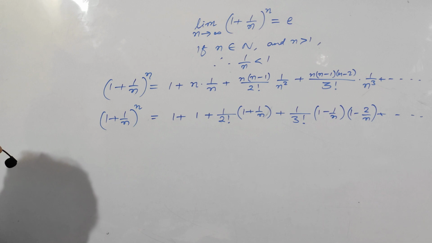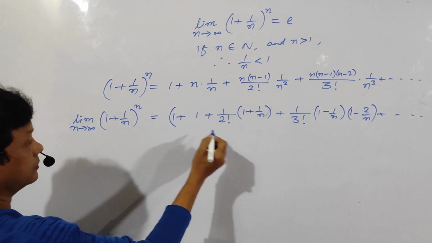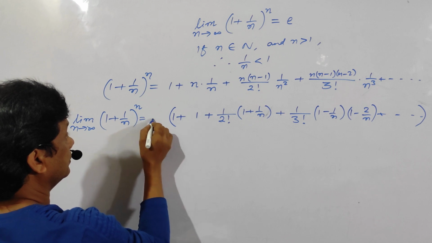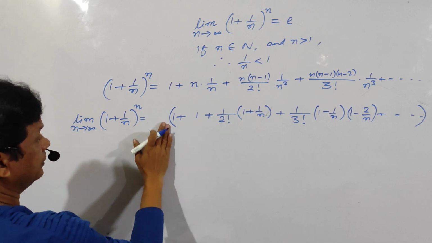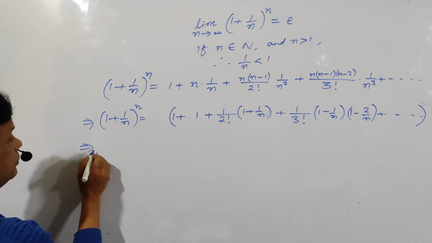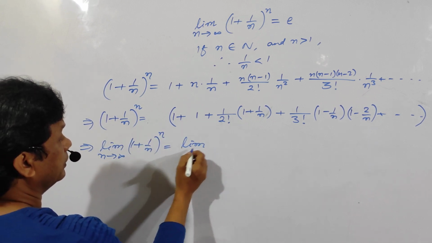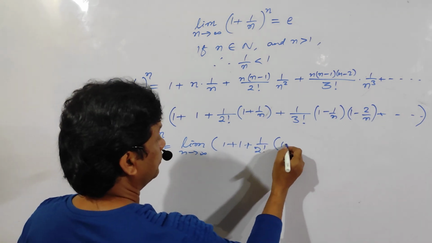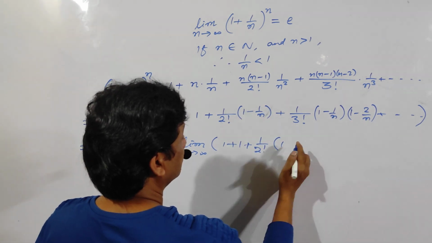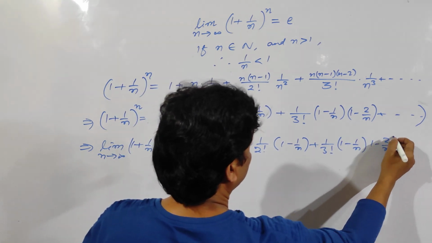Clear? So now, what is the limit of this one? If we take n tends to infinity, take the limit n tends to infinity on both sides. Or again I am writing that line, otherwise there will be confusion for you. Limit n tends to infinity of (1 plus 1 by n) to the power n is equal to limit n tends to infinity of 1 plus 1 plus 1 by factorial 2 into (1 minus 1 by n), plus 1 by factorial 3 into (1 minus 1 by n) into (1 minus 2 by n), and so on.